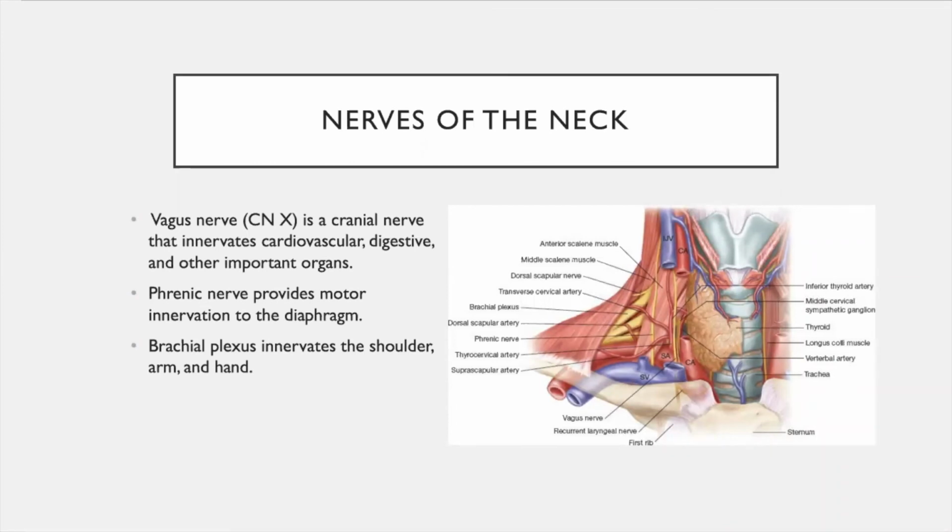Lastly, the brachial plexus, originating in the neck, will move laterally towards the shoulder and arm to innervate the shoulder, arm, and hand. The trunks of the brachial plexus can be seen here in the image.